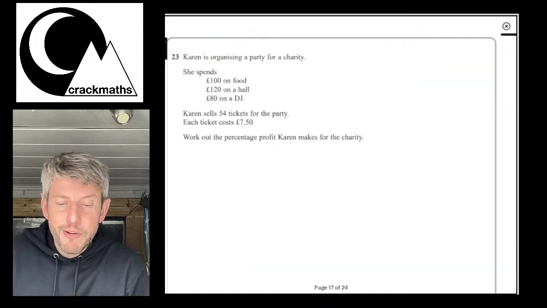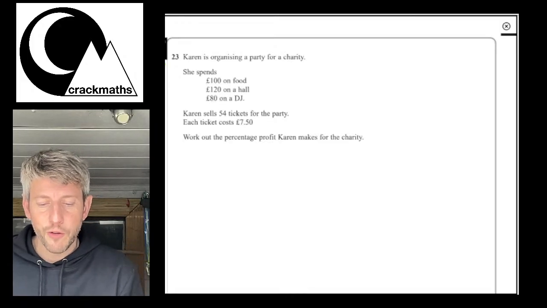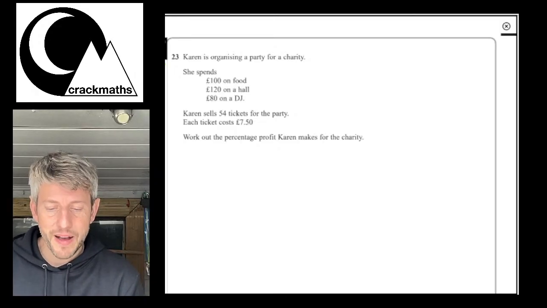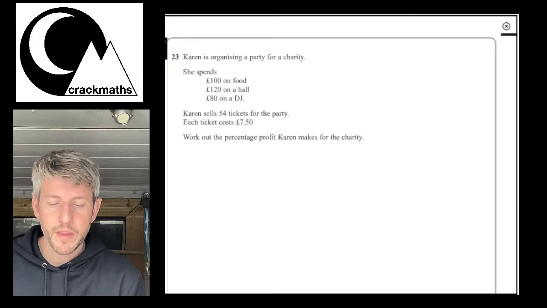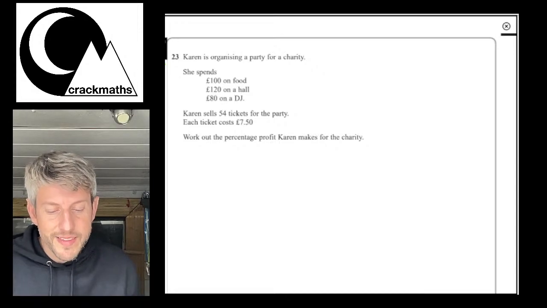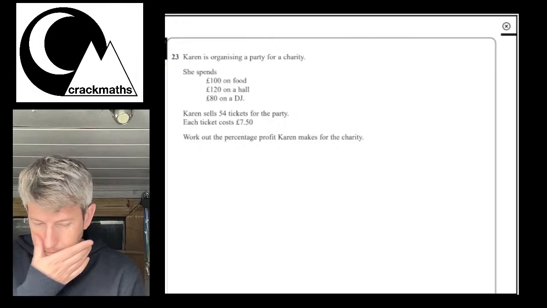Okay, here we go. Karen is organising a party for a charity. She spends £100 on food, £120 on a hall, and £80 on a DJ. Karen sells 54 tickets for the party. Each ticket costs £7.50. Work out the percentage profit Karen makes for the charity.